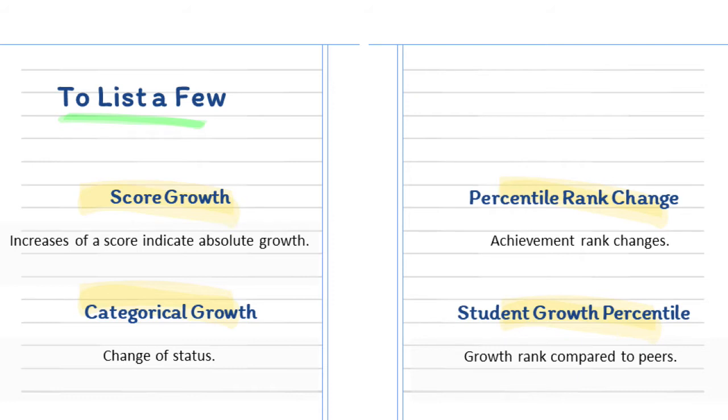Categorical growth is a student's change in status. For example, a student may go from not proficient to proficient, or from an at-risk category to not at risk. Percentile rank change is the change to a student's achievement level rank. For example, a student may go from the 50th percentile to the 52nd percentile. And student growth percentile compares a student's growth to student peers to determine the rank of their growth.